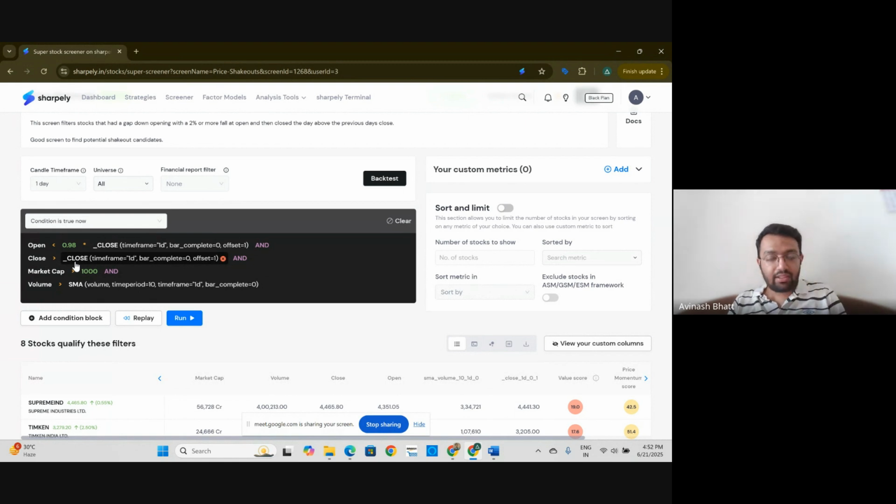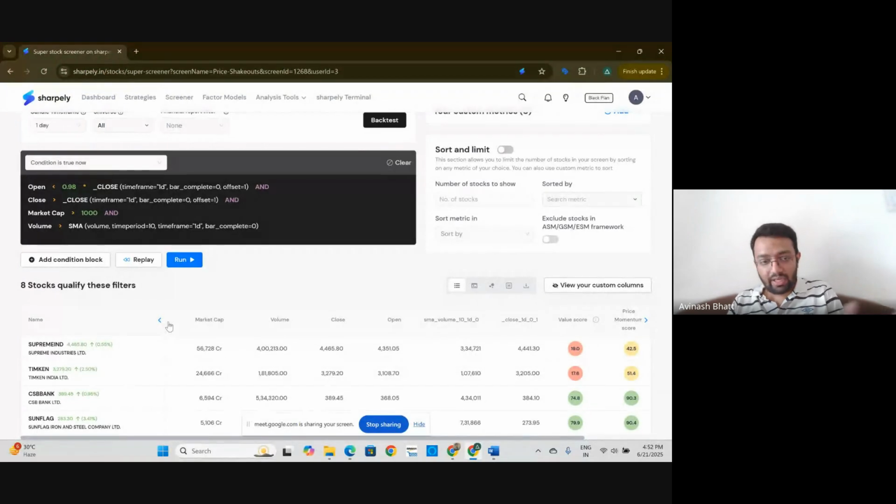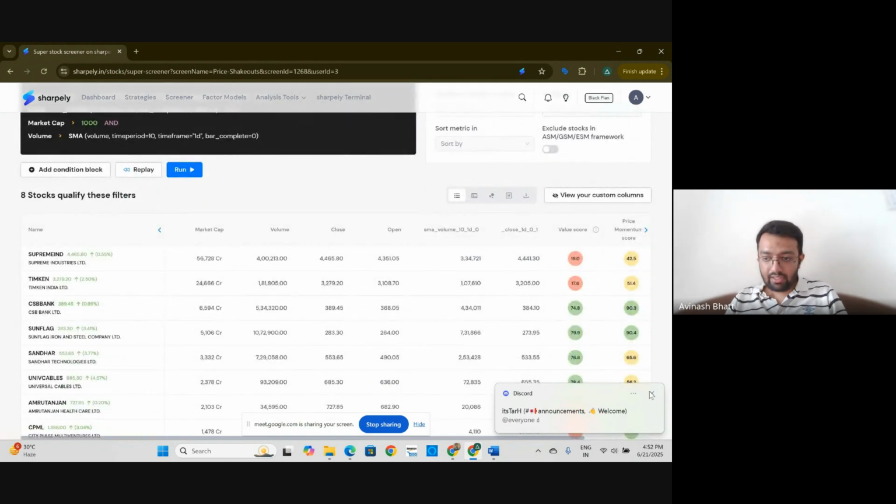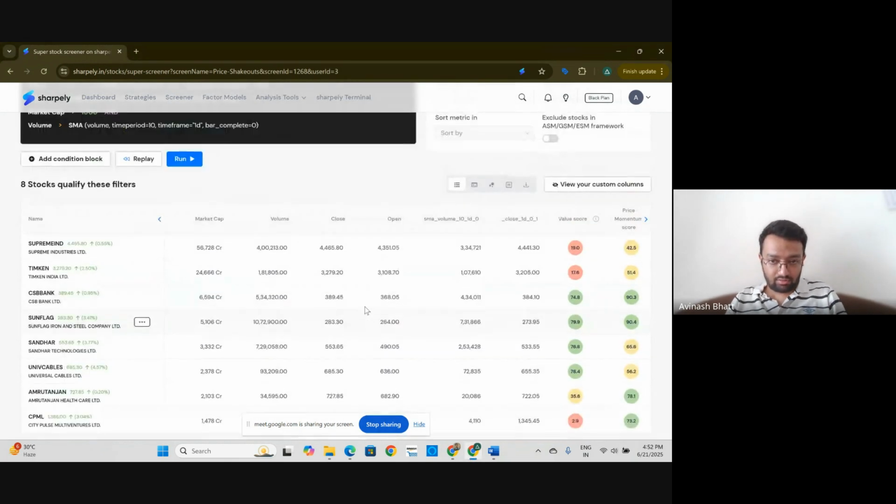So let's say yesterday's close is 100. What we are doing in this screen is simply filtering those stocks that open gap down but recovered well and close above yesterday's close. So this is a good piece, you can add more conditions to this screen as well. And again, I have added this volume condition as well. So the volume should be above the 10-day SMA of volume, so the stock has recovered with volume, right? So there are 8 examples here of this screen.